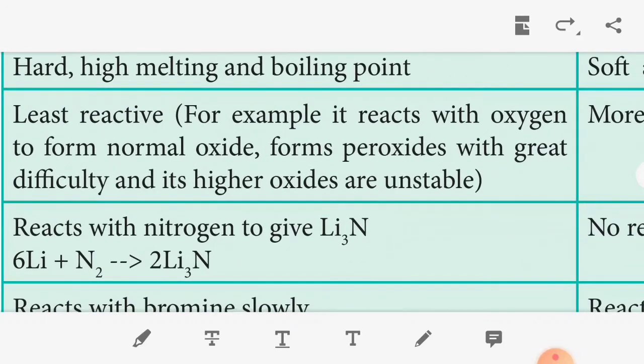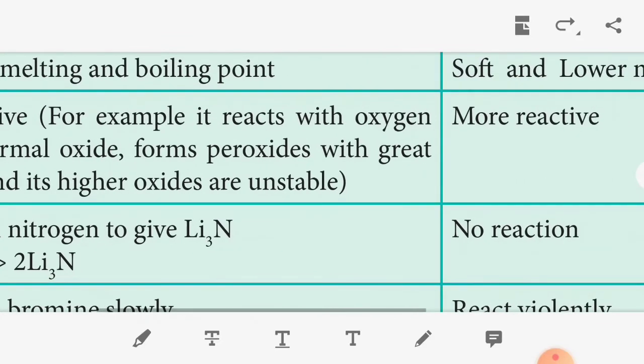The next one: lithium is the least reactive. For example, it reacts with oxygen to form the normal oxide, not the peroxide. With great difficulty, higher oxides form, and they are unstable. Compared to lithium, the other elements of the family are more reactive.